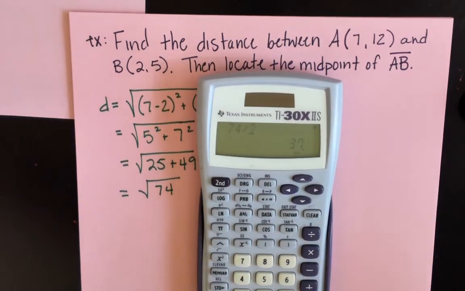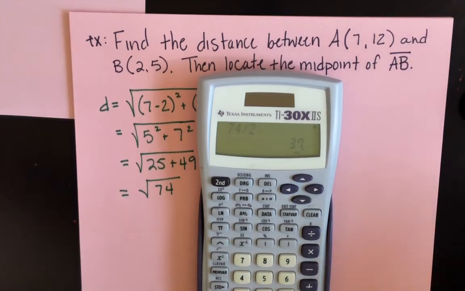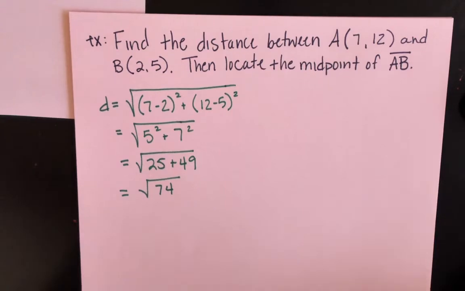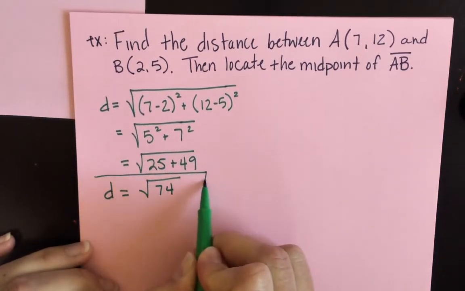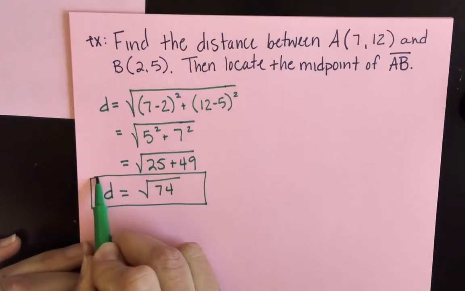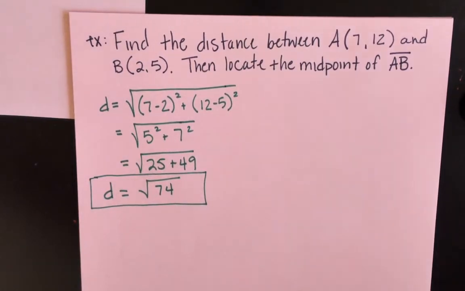In order to rationalize, all I did was plug in 74 into my calculator. I wanted to see what its factors were. 74 divided by 2 is 37. So the fact that we have two prime number factors, our answer, we're going to leave like this. So remember, we want exact value. So the distance between our two endpoints is just radical 74.